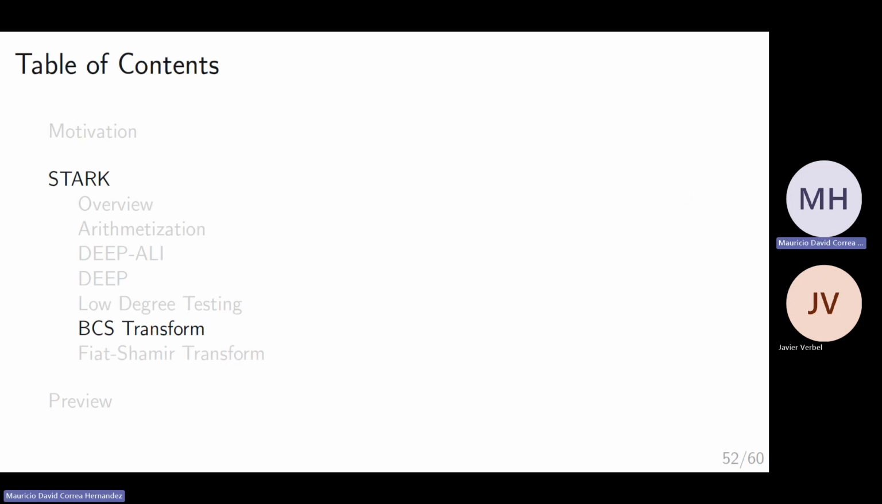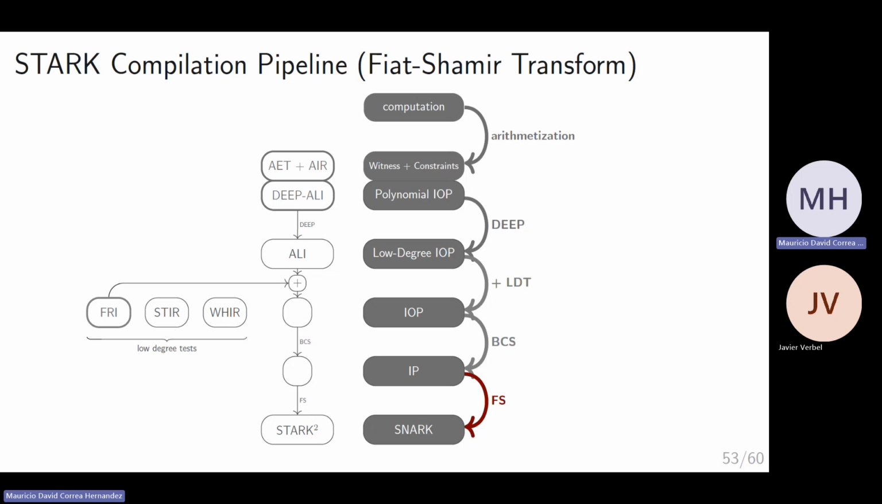That was the BCS transform. And this is usually where the literature stops, as in, here's a SNARK, and you can turn it non-interactive with the Fiat-Shamir transform. That's what the papers usually say. With a few notable exceptions, they rarely move beyond that. I'm obviously trying to make a complete presentation here, so I will cover it.